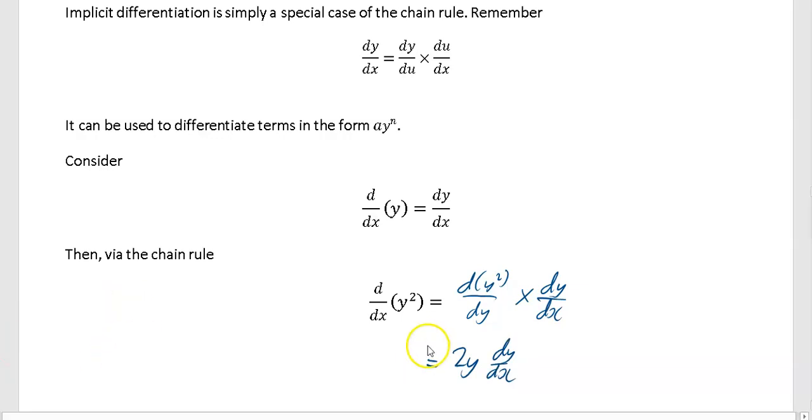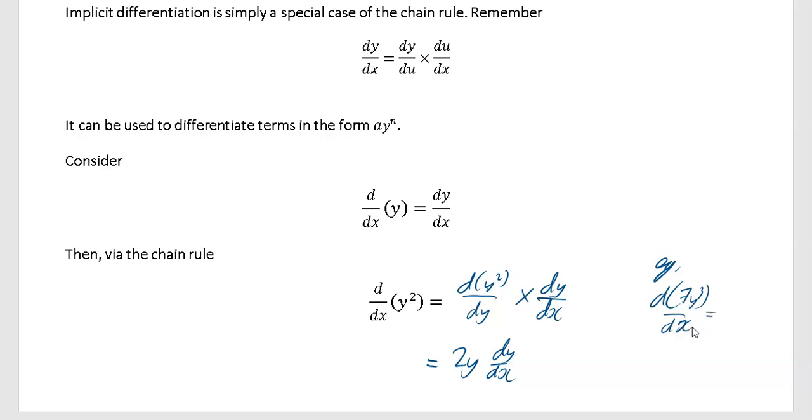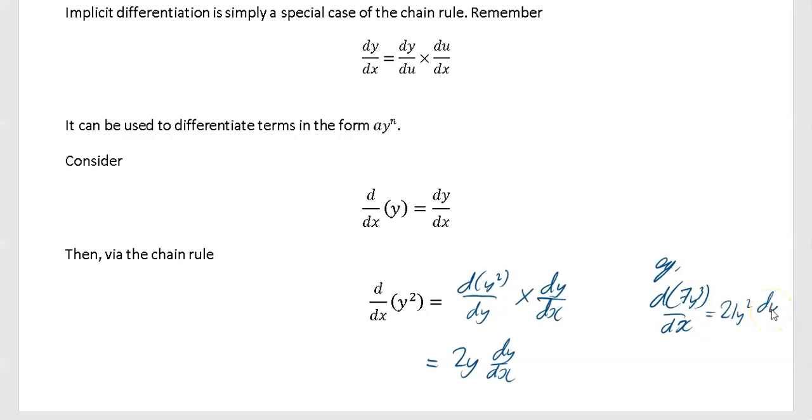So in general, folks, if you're differentiating a function completely in terms of y, just differentiate with respect to y, and then fire a dy by dx on the end. So for example, if I was differentiating 7y cubed with respect to x, I would just differentiate the 7y cubed with respect to y, which gives me 21y squared, and then I'd fire a dy by dx on the end, and that would be it.